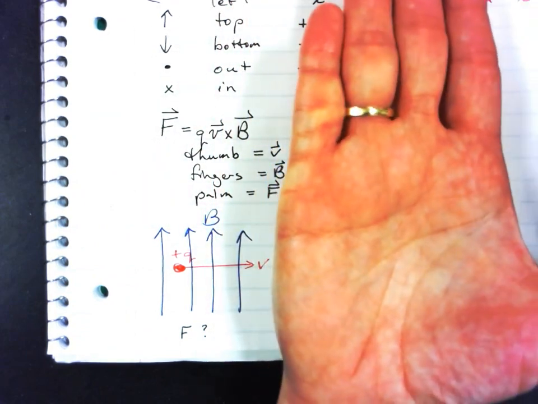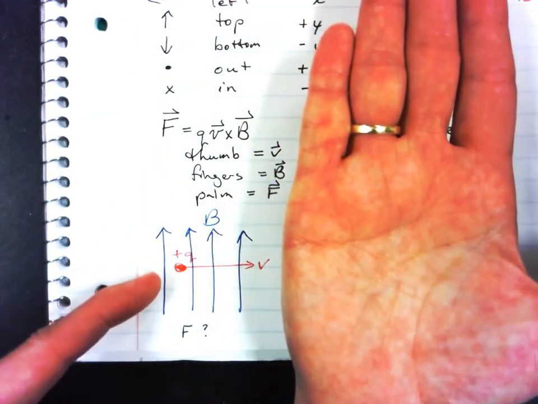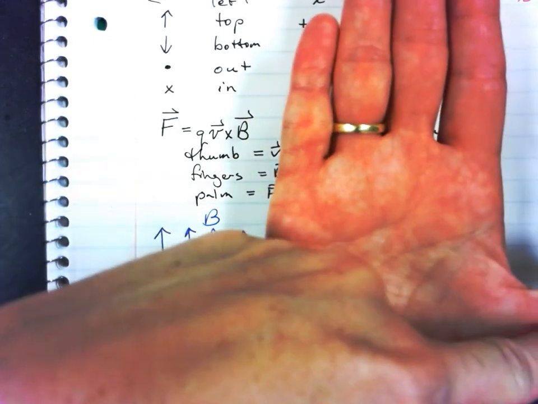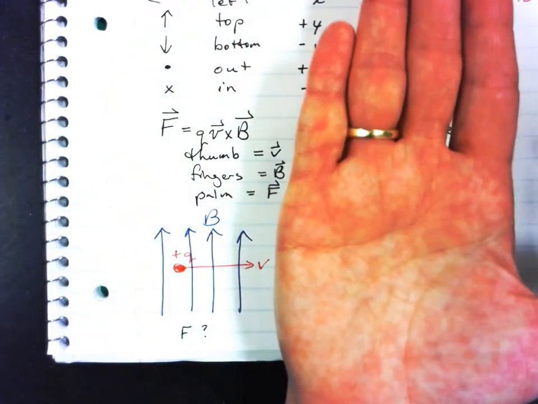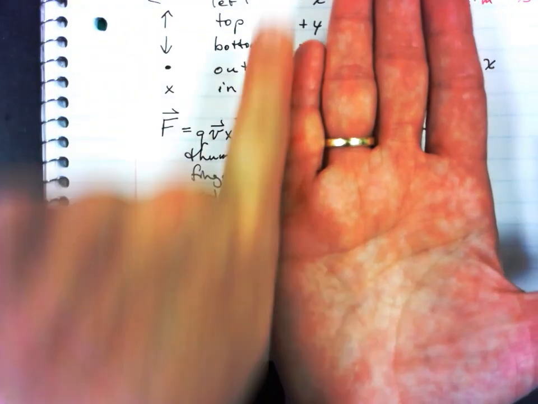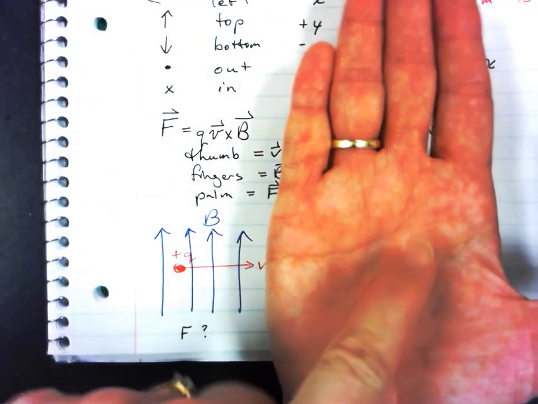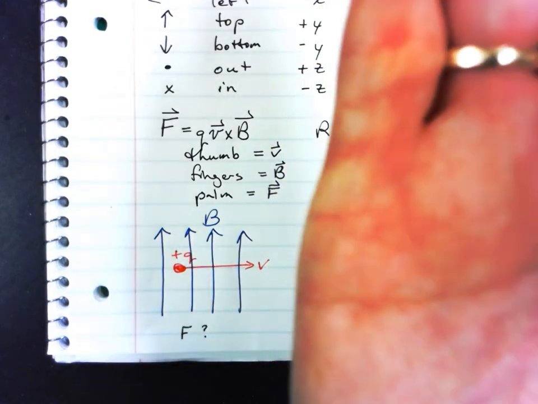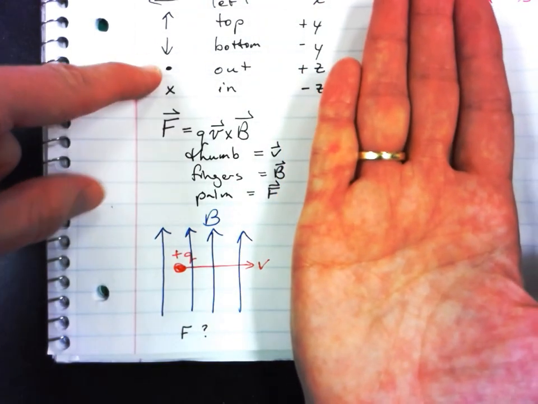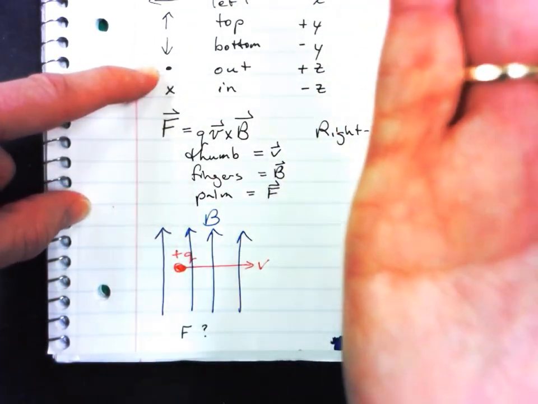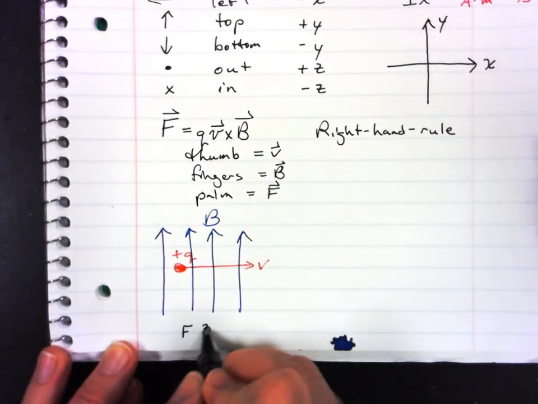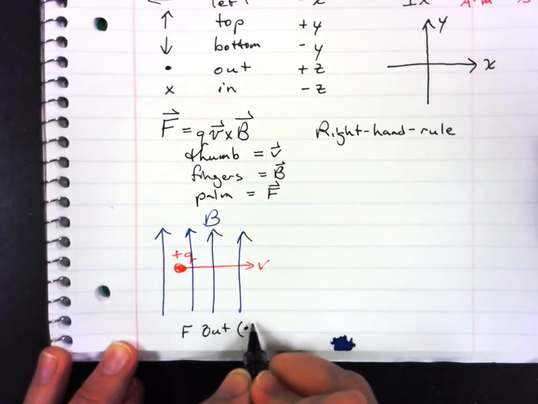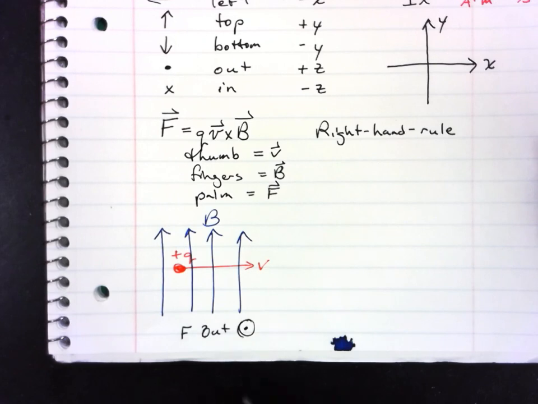Now, just by turning my hand over, I'm now matched. My thumb points to the right, kind of off the screen. My fingers point towards the top of the page. And so my palm is facing, if it was about to slap somebody, away from the paper, out of the paper, the dot symbol. So the force here is out, or the dot.